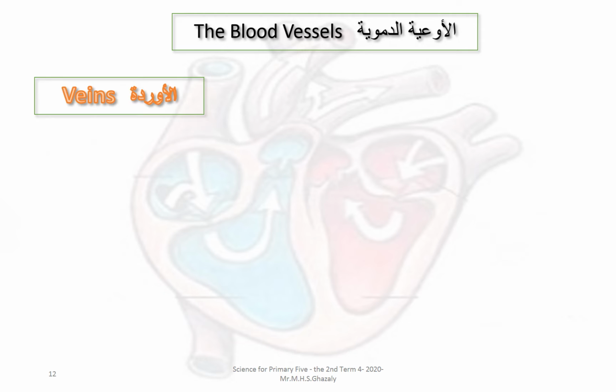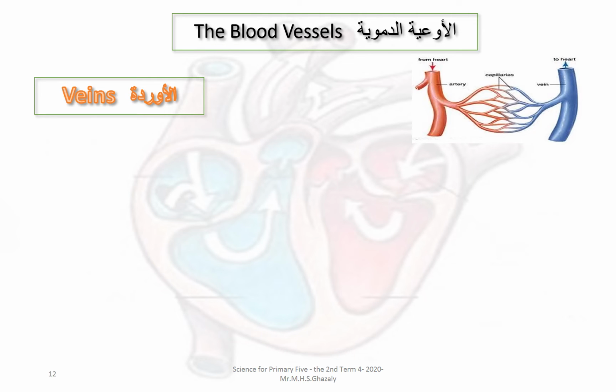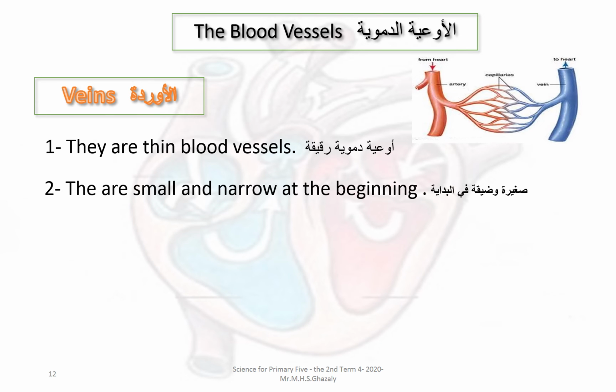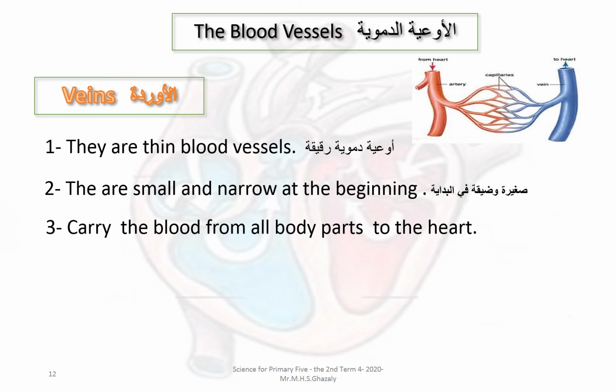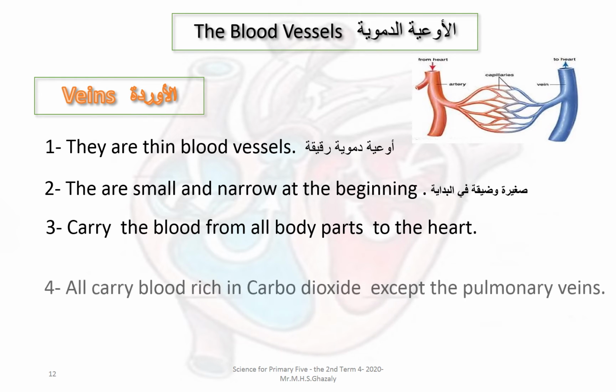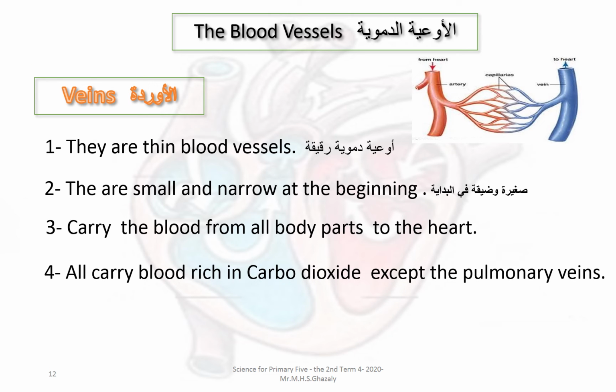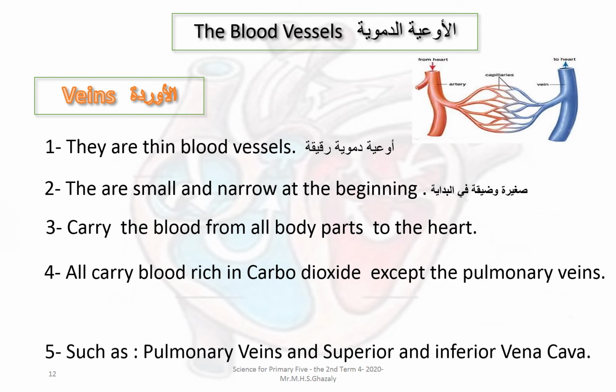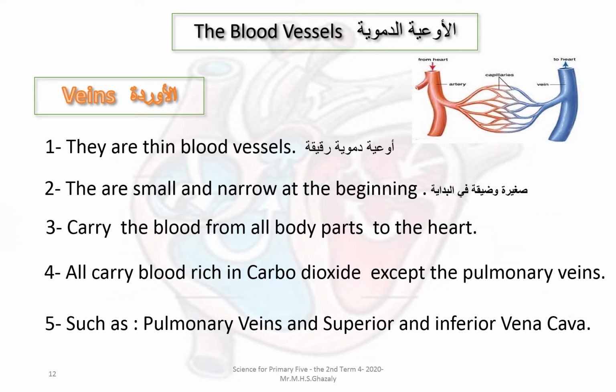Veins. Number 1, they are thin blood vessels. Number 2, they are small and narrow at the beginning. 3, carry the blood from all body parts to the heart. 4, all carry blood rich in carbon dioxide except the pulmonary veins. 5, such as pulmonary veins and superior and inferior vena cava.